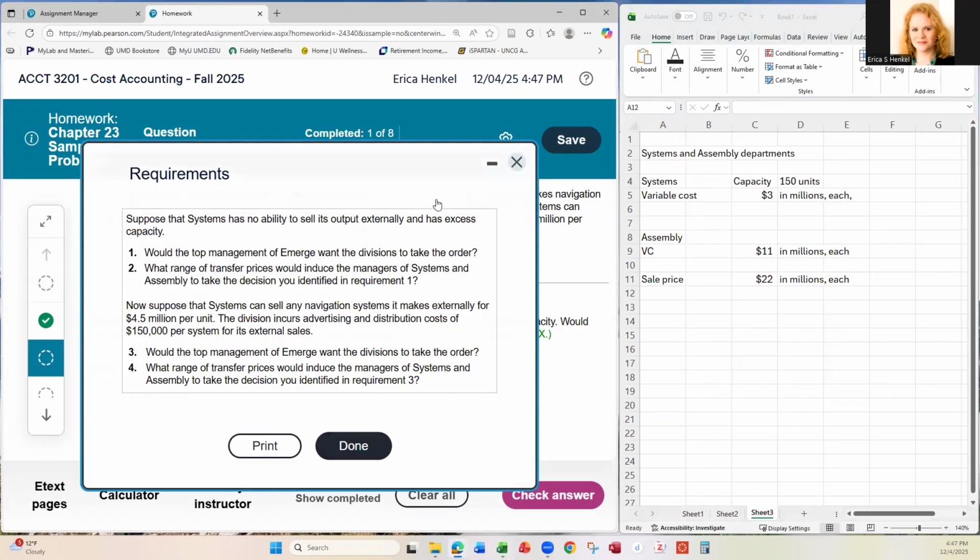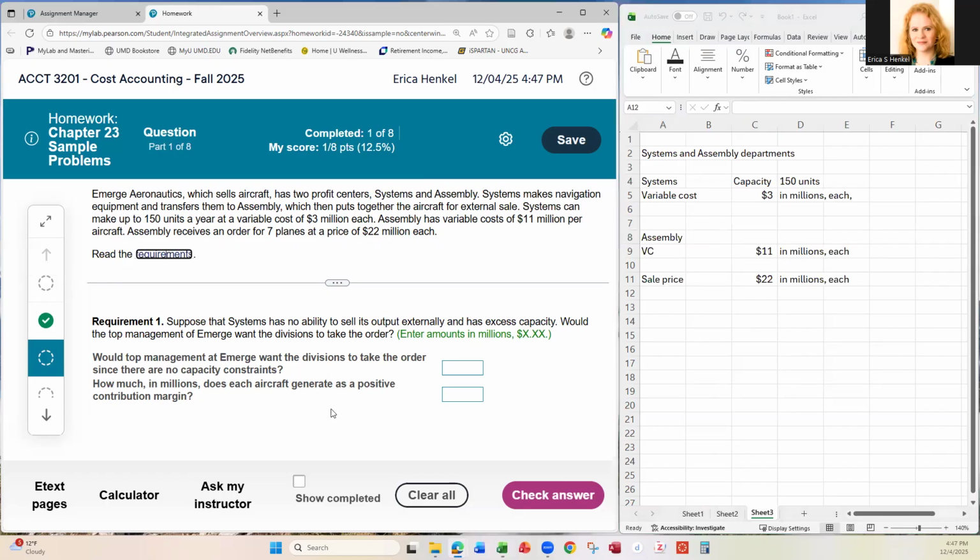All right, this is just a repeat of the questions here. Suppose that Systems has no ability to sell its output externally, so they can only make stuff to transfer over, and they have excess capacity. Would the top management of Emerge want the divisions to take the order?